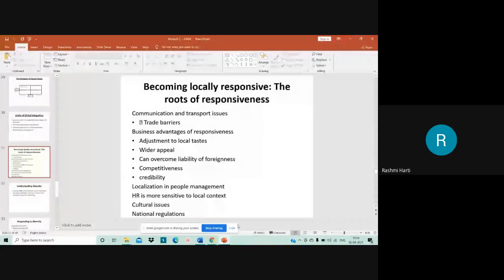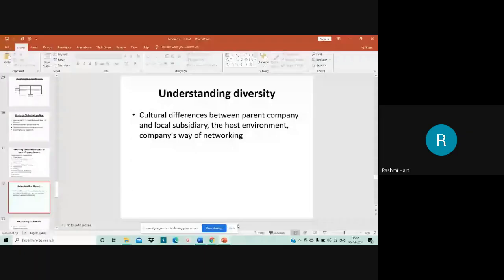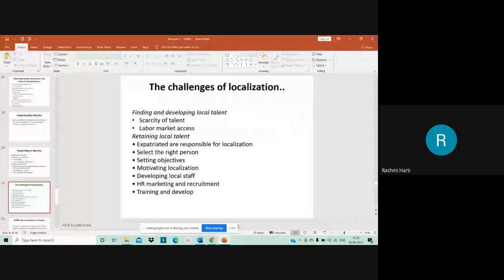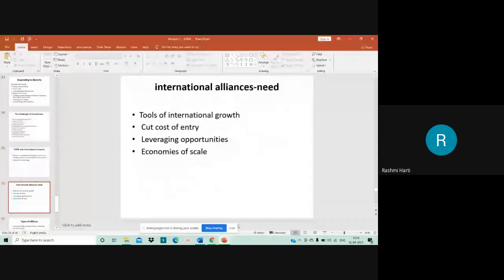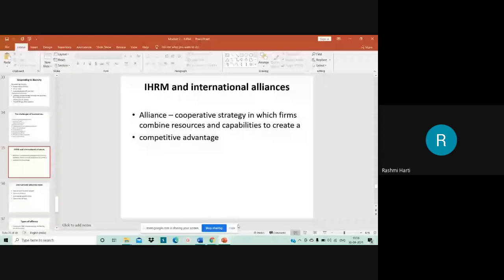So becoming locally responsive, yesterday I told how well you need to be locally responsive. You need to take care of local individuals also. And then we also saw understanding diversity, responding to diversity, challenges of localization. And then IHRM and international alliances, then tools for international growth. I hope I had come down to IHRM and international alliances: how can you go with the cooperative strategy in which firms combine resources and capabilities to create a competitive advantage. So for that, we had understanding of tools of international growth.